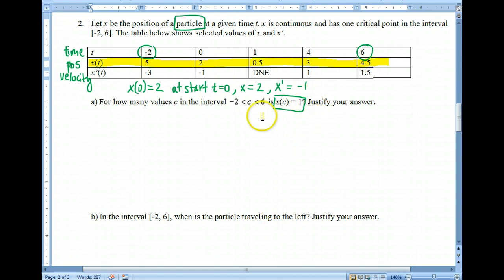So this IVT problem is going to, all you're doing is finding between what two values there will be a 1 in this highlighted row.